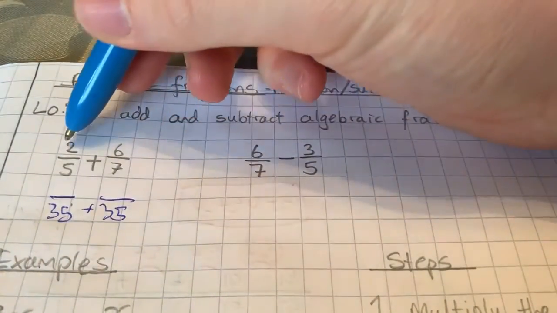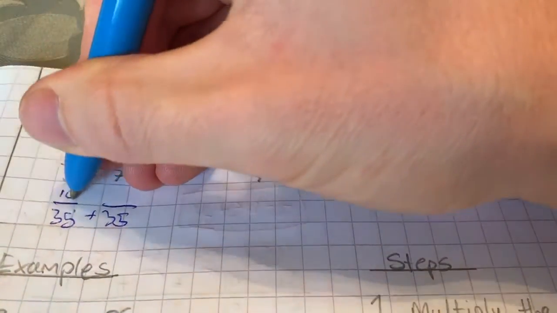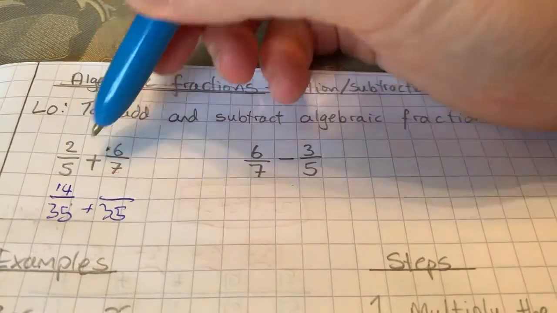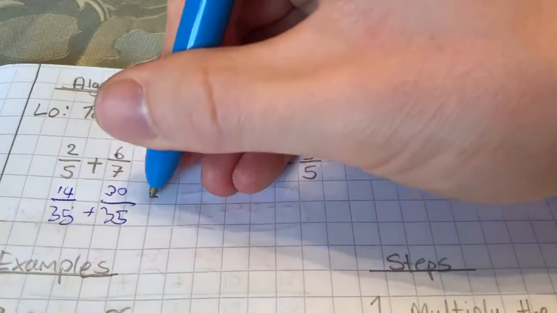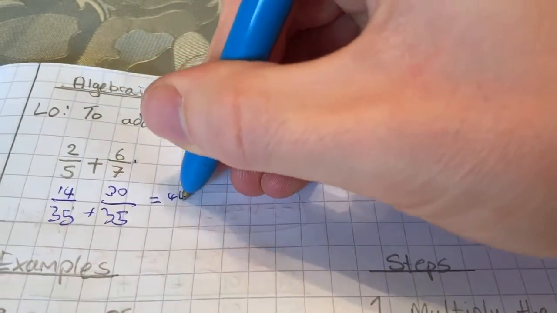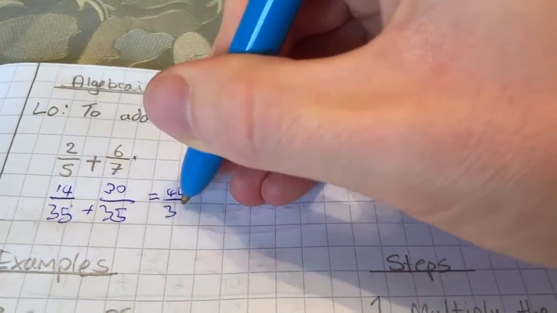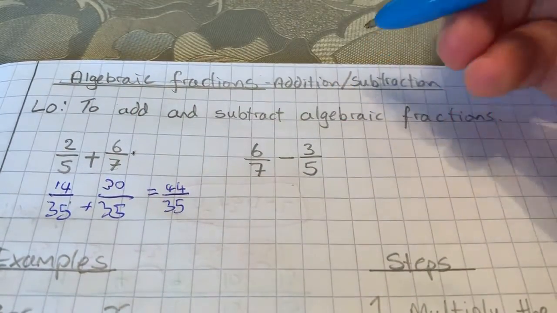And then multiply this 2 by that, so that numerator by that denominator to get 14. And then this denominator by that numerator to get 30. So then 14 add 30 is 44, and denominator 35.